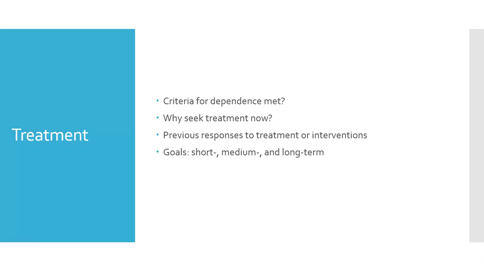And if they've had treatment before, how did they respond to it? What kind of treatment did they have? And then discuss their goals, short term, medium, and long term. Some short term goals may be, "I just don't want to drink tonight." Long term is, "I want to stay abstinent. I don't want to drink anymore." So discuss those goals. And of course, it's patient centered. So there's no cookie cutter. It depends on the patient.